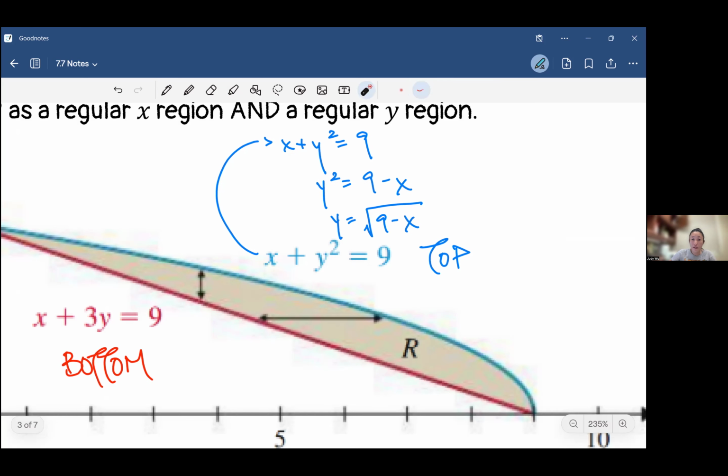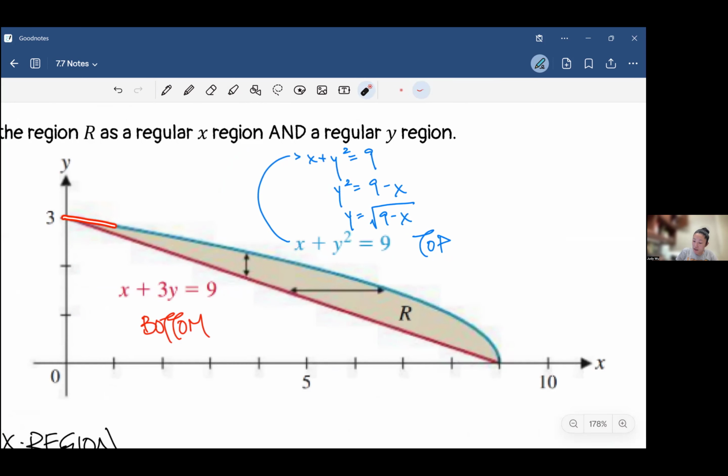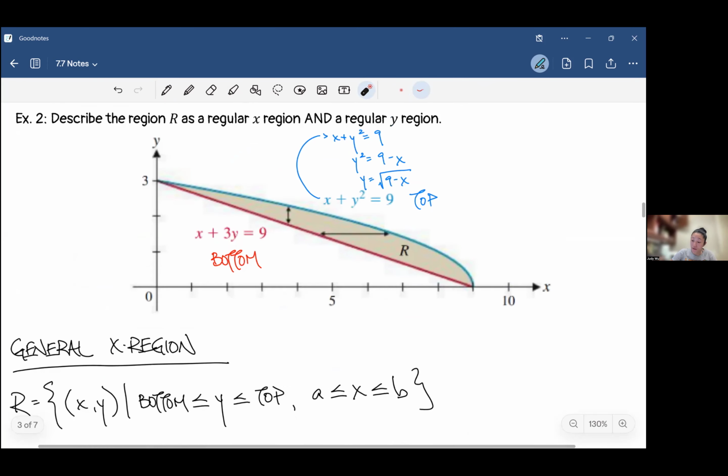Now, technically, there's a plus and minus, but because we only have the top part, it's just the plus. So now that I have y equals the root of 9 minus x, that's what's going to go in for my top function over here.